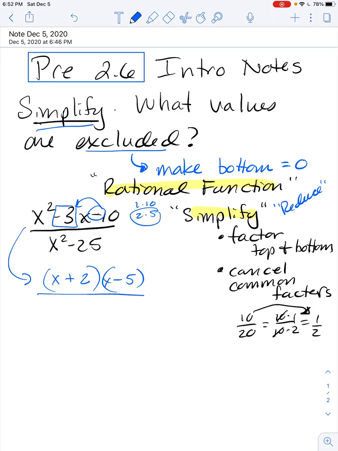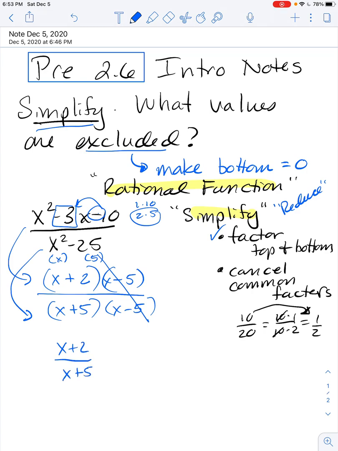On the bottom, this one's going to be that difference of squares, where x squared is the square of x and 25 is the square of 5. That breaks down, and again, this comes way back from that factoring video, to x plus 5, x minus 5. So I did my factoring. Now I'm going to cancel common factors. That's these two. So my answer will simply be what's left, x plus 2 over x plus 5.